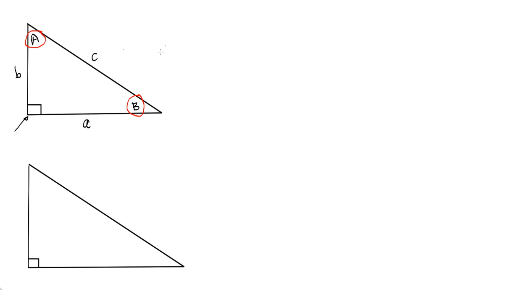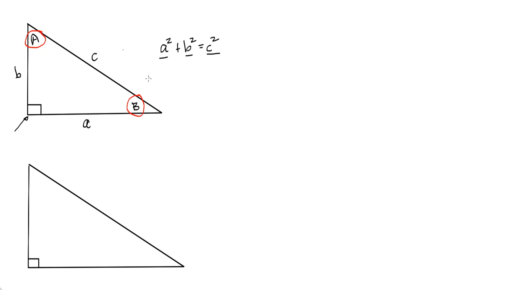Probably the most famous relationship we get from a right triangle is this one. You're all familiar with it, the Pythagorean theorem, that says if we add the squares of the lengths of the two legs, we get the square of the hypotenuse. Very, very important relationship, particularly later on in trigonometry.